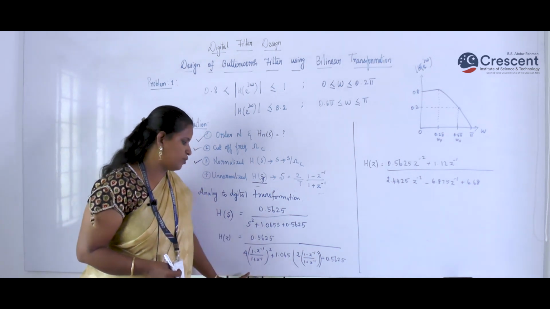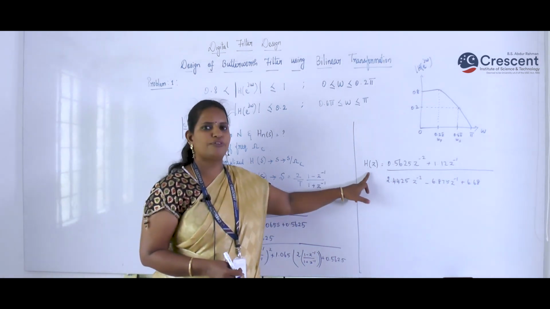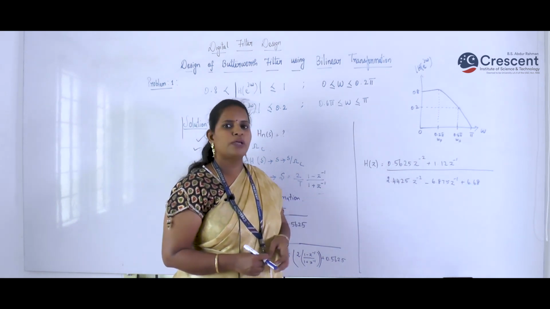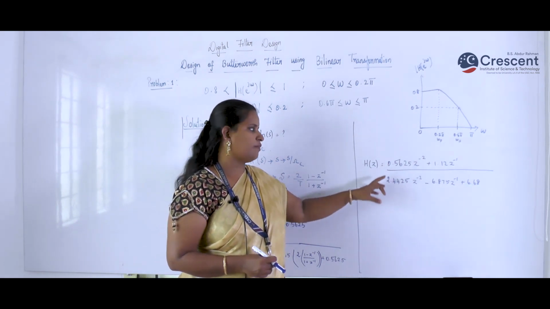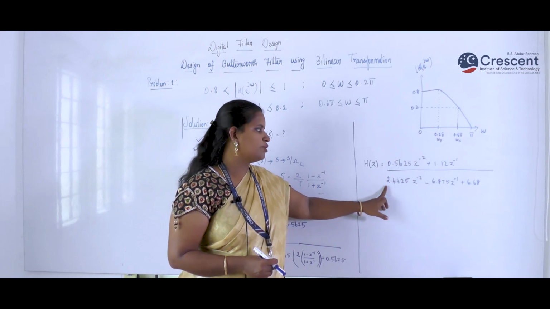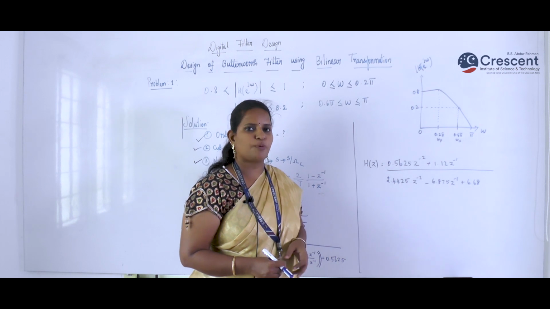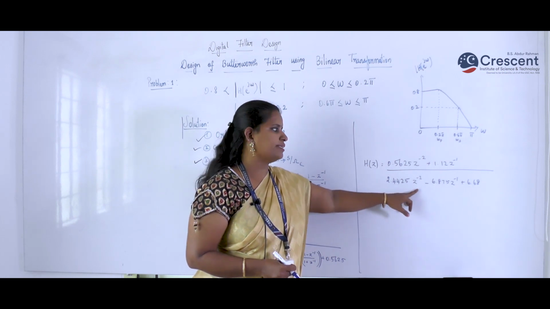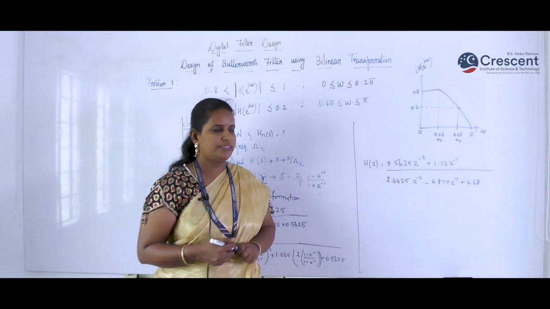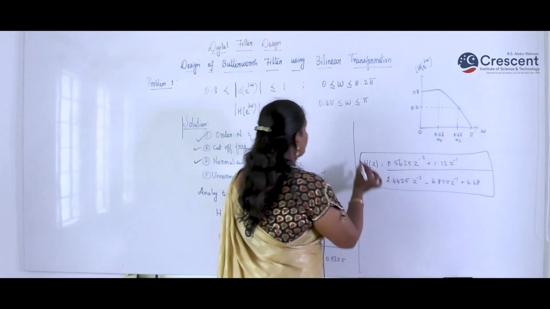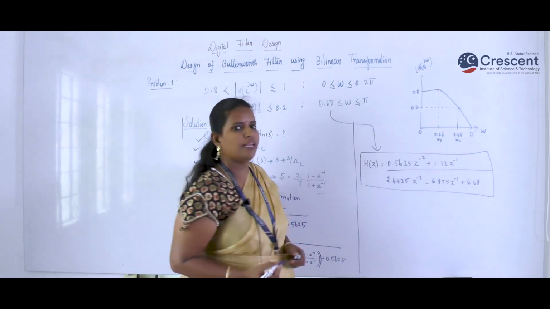After taking the LCM of the denominator terms, the value of H(z) is 0.5625 (z^-2 + 2z^-1 + 1), whole divided by 2.4425 z^-2 - 6.875 z^-1 + 6.68. So this is our transfer function for our given problem in terms of a digital filter.